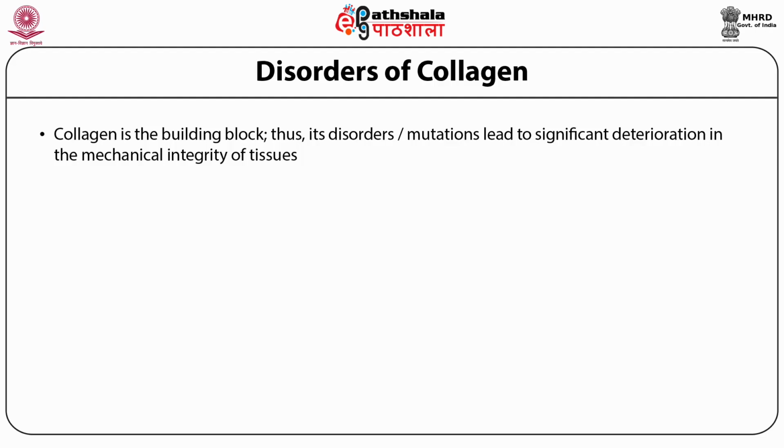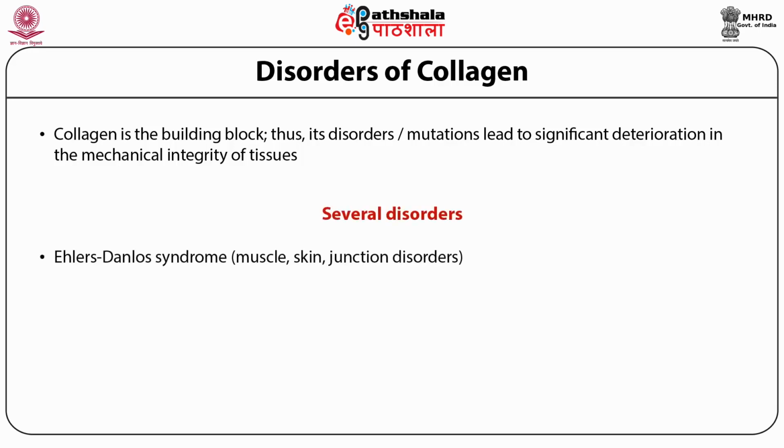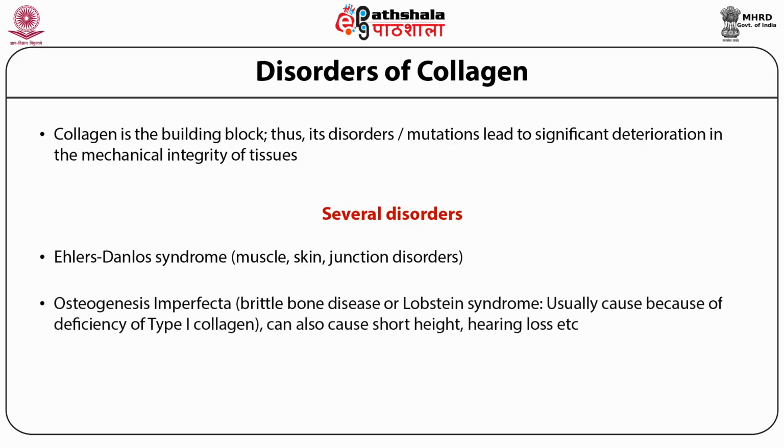Some of the diseases related to collagen dysfunction are Ehlers-Danlos syndrome, where muscle-skin junction disorders take place. The other syndrome I've listed here is osteogenesis imperfecta, also called brittle bone disease, where with certain mutations in type 1 collagen, the bones become very fragile. People with these mutations have bones that keep breaking, and they also don't grow much longer. They are generally short in height and also have the problem of hearing loss.